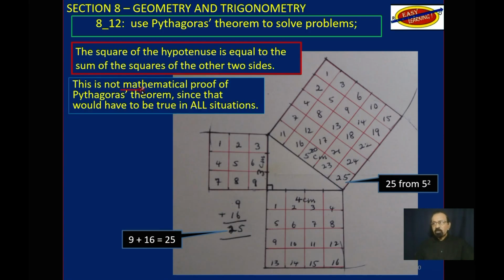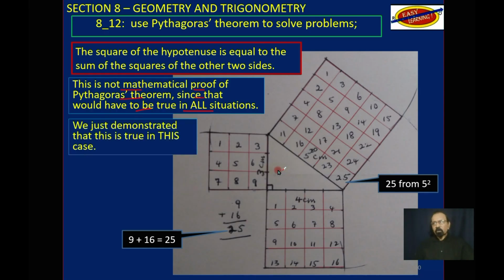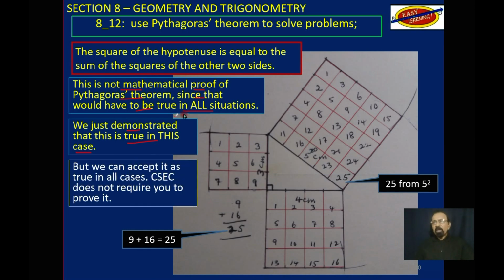Now, this is not a mathematical proof of Pythagoras' theorem. It is much more complicated than that, since we would have to prove that this is true for all such triangles. And we haven't done that. We have just done that for this one right triangle, just to demonstrate that it is true in this case and to help you remember it longer and better and what it means. And while we haven't done the proof because it's not required by CSEC, we can accept it as true in all cases.